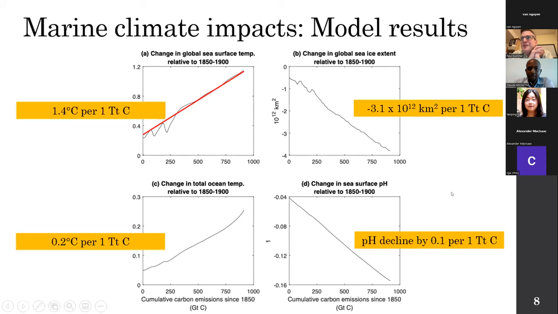From our model, we estimated that sea surface temperature will increase by 1.4 degrees Celsius per trillion tons of carbon, and global sea ice extent will decline by about 3 million square kilometers per 1 trillion tons of carbon. Global ocean warming would be considerably lower than sea surface temperature, which makes sense because of ocean mixing when considering the entire ocean depth. There is also a pH decline of 0.1 per 1 trillion tons of carbon, giving a hint that ocean acidification may also scale linearly with cumulative carbon emissions.